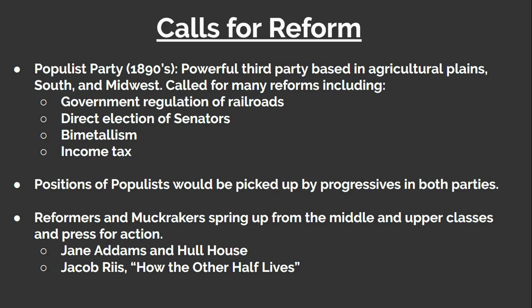The Populists would fail to win a presidential election or a majority of seats in either house of Congress, but their positions would be picked up by progressives in both parties in the next era.